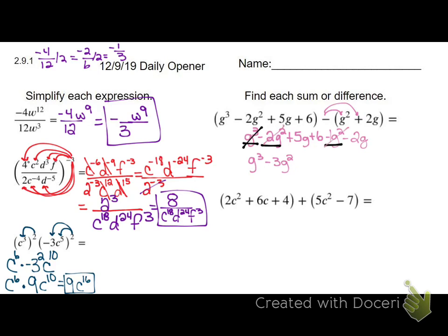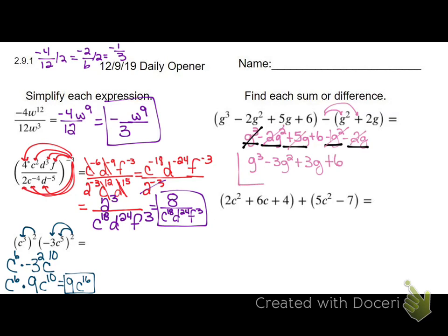What makes them like terms? The exponent and the base. It has to have the exact same base or variable and the exact same exponent for it to be a like term. All right, moving right along. My next one? Negative 2g. I'm being picky. And then plus 5g. So what's a positive 5g minus 2g? Equals positive 3g. Okay. Positive 6. And then I bring down what? My positive 6 because it has no like term.